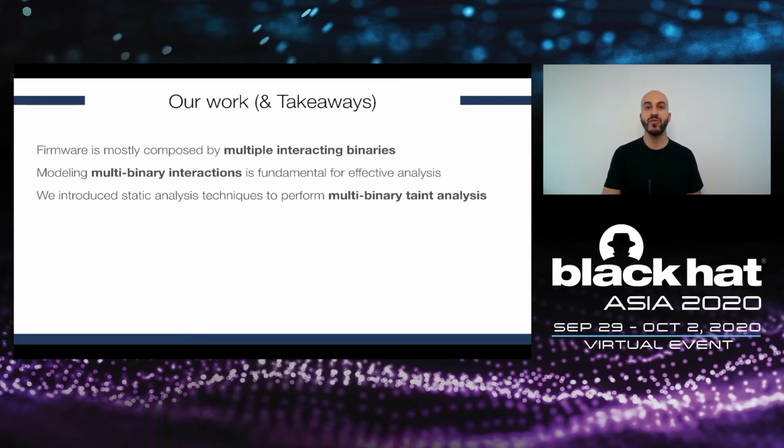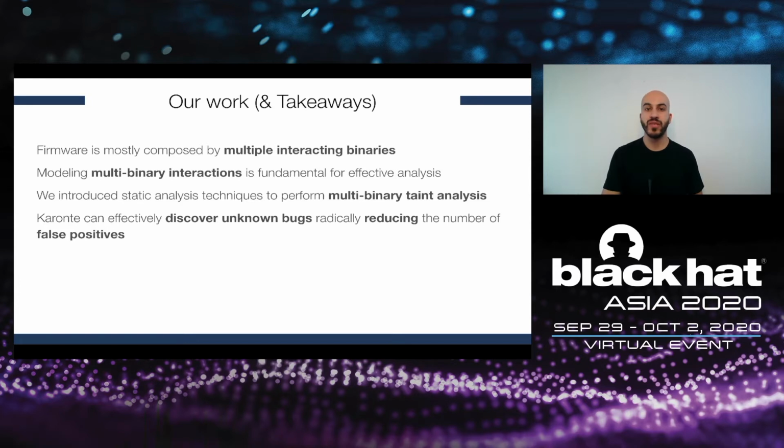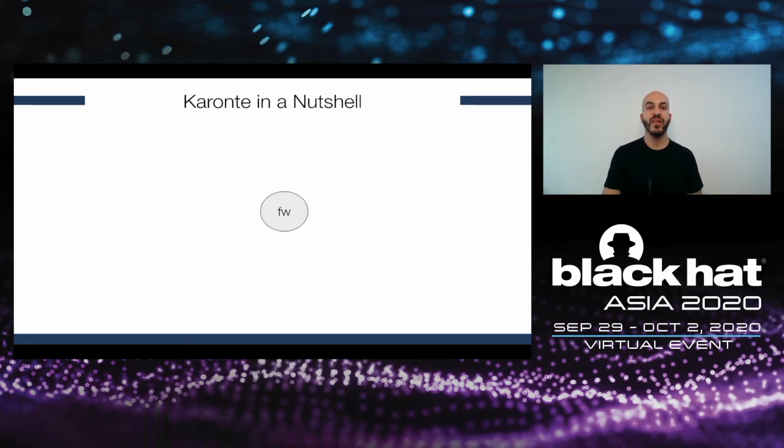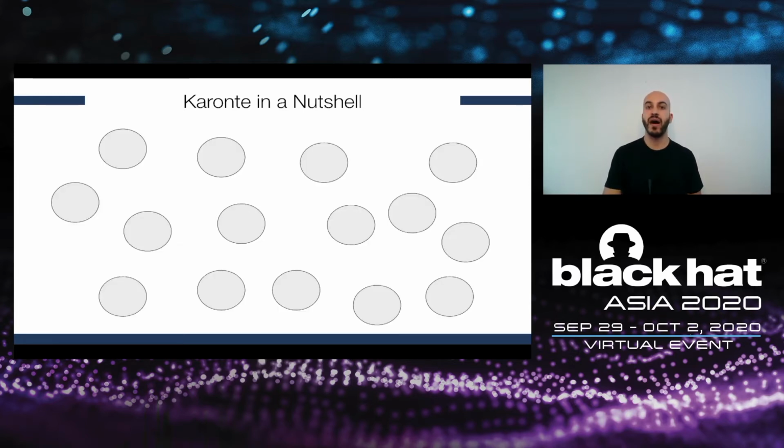So multi-binary taint analysis is where data flows and constraints are propagated not only within one binary, but also from one binary to another. We built a prototype on top of this approach, Caronte, and we will show in this presentation that Caronte is able to identify unknown security vulnerabilities while drastically reducing the amount of false alerts. In a nutshell, Caronte takes as input a firmware image, unpacks it, and extracts all the different binaries contained in the image. Then it identifies what we call the border binaries, those programs that receive user input from the external world.